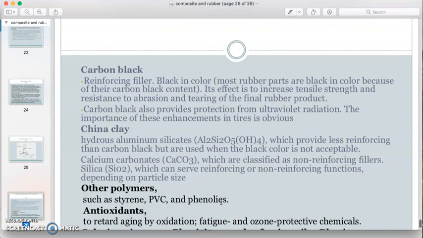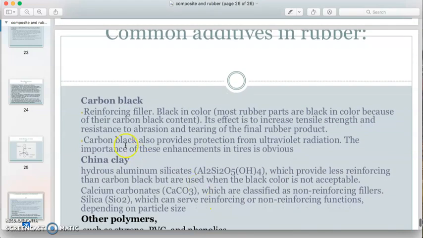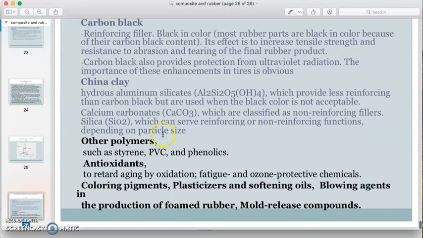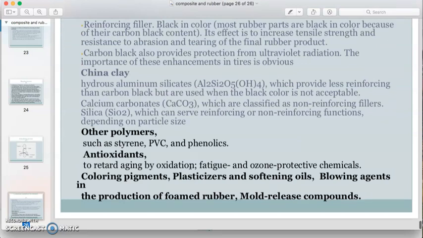Okay, these are the common additives added to rubber. The common additive is carbon black. We add the carbon black, colored black, usually in the production of tires. By adding the carbon black, it will increase the tensile strength and resistance to abrasion and tearing of the final rubber product, and it also gives extra protection from ultraviolet radiation. Other polymers are also added to the elastomer or rubber, such as styrene, PVC, and phenolics.